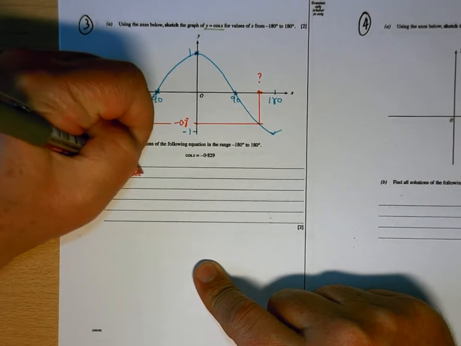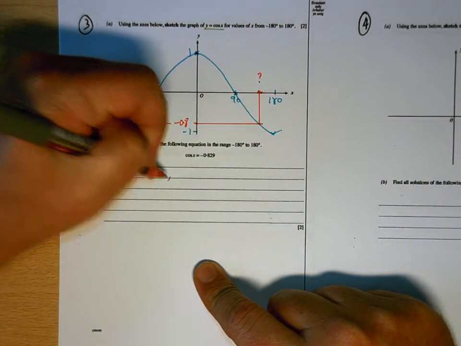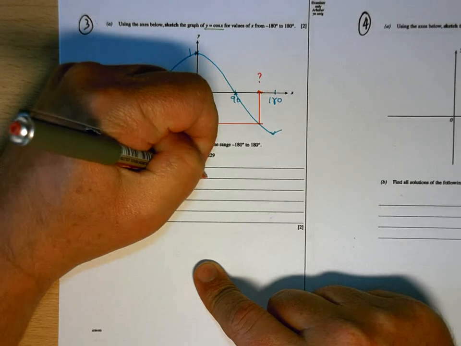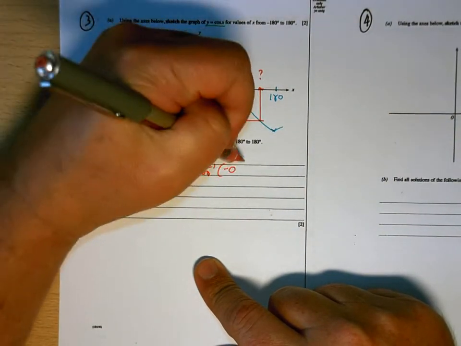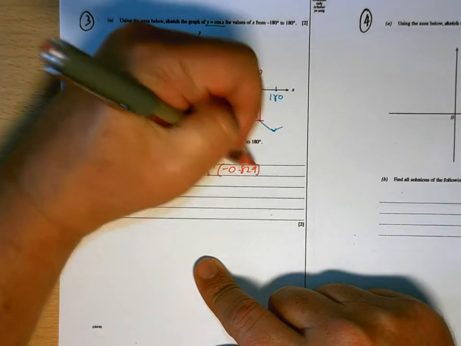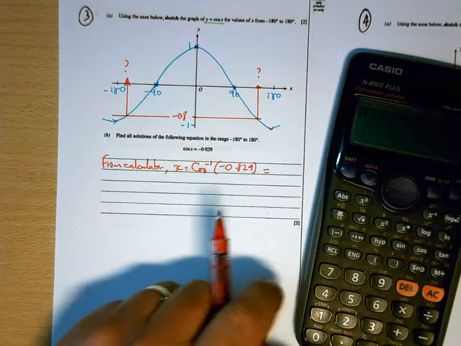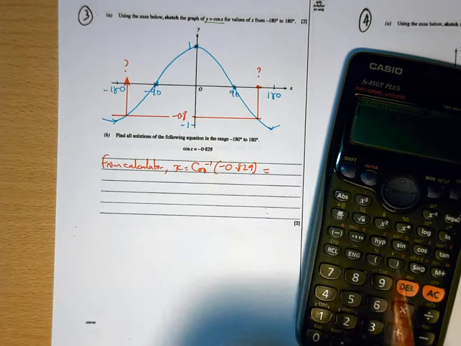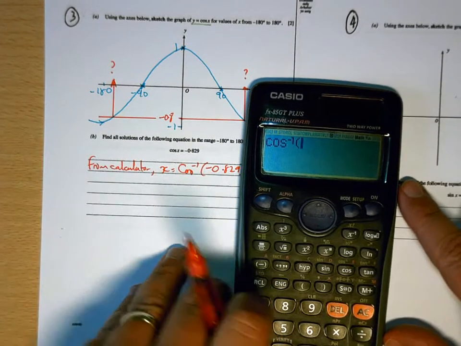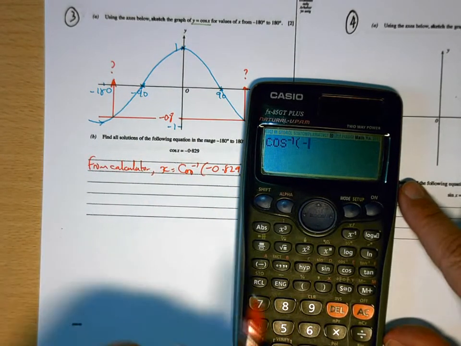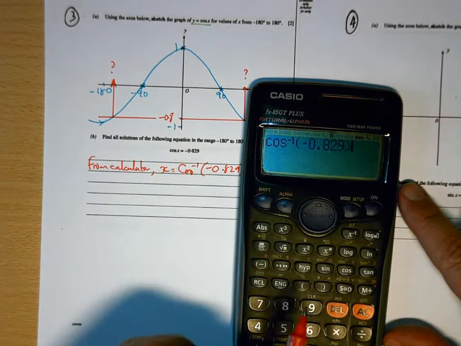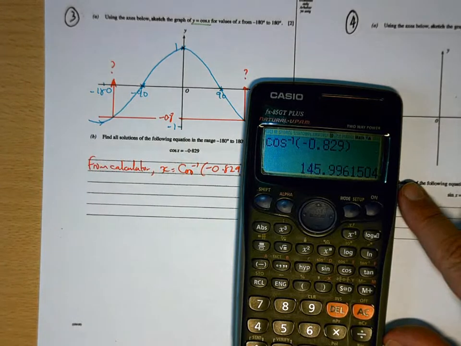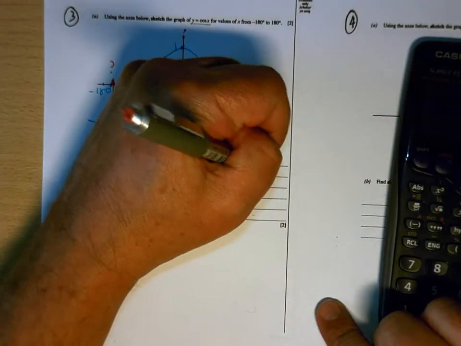So from calculator, x is inverse cos to the minus 1 of minus 0.829. So let's see what that tells us. Shift cos negative 0.829 close bracket equals 146 degrees.